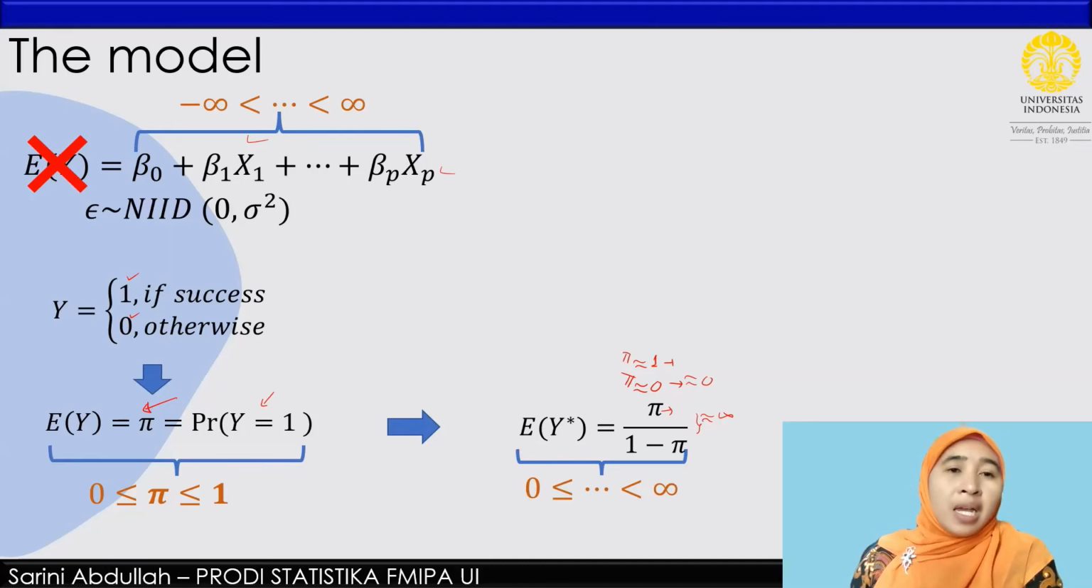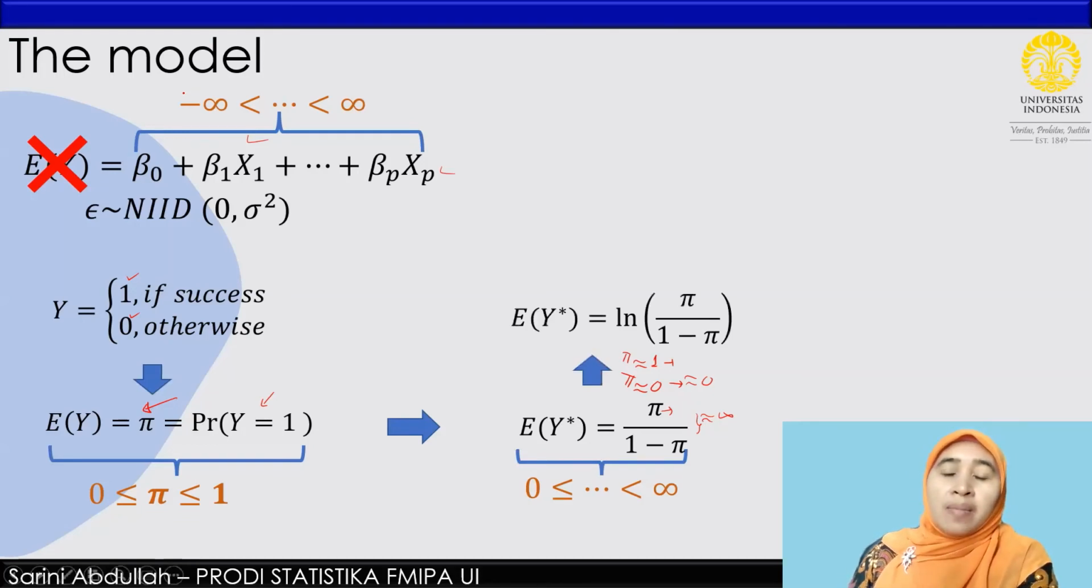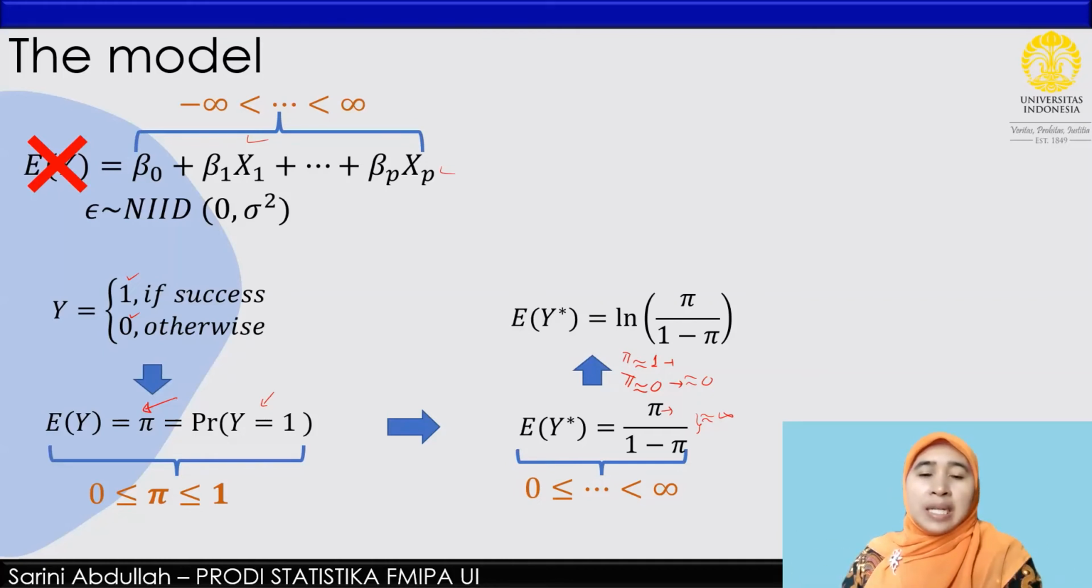But it is still not equivalent to what we have on the right side. What we need is not 0 to infinity, but minus infinity to infinity. It means we need to do something more. Let's think of how to extend the range from 0 to infinity to minus infinity to infinity. If we recall our mathematical background in the logarithm function, we can apply the natural logarithm here. For a value close to infinity, the logarithm will also be close to infinity.